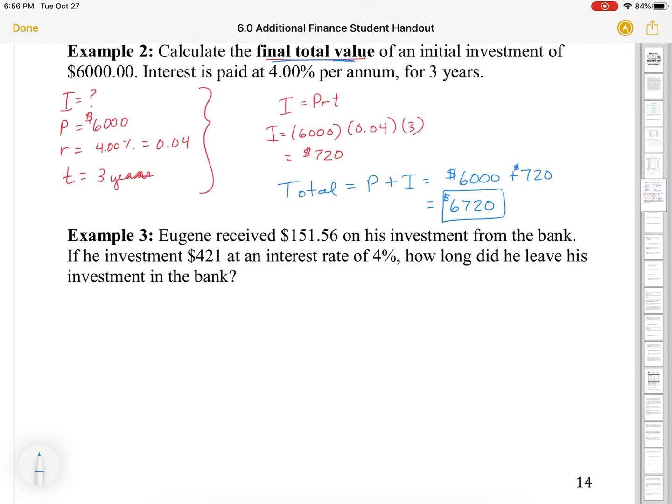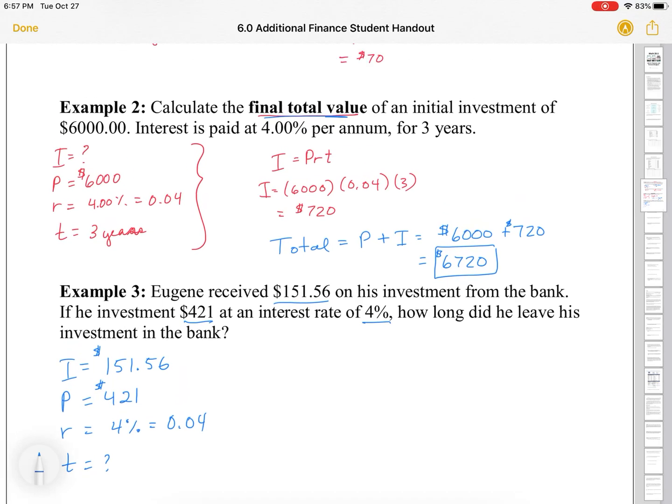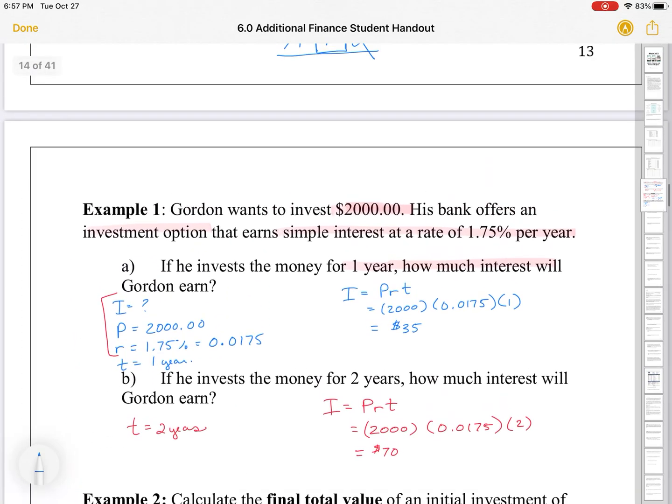Example number 3. Eugene received $151.56 on his investment from the bank. If he invested $421 at an interest rate of 4%, how long did he leave his investment in the bank? So his interest was $151.56. His principal was $421, and his rate was 4%. Now we write that as a decimal. We divide by 100, so it's 0.04. And we want to know the time. Now, remember those equations. We're looking for the time.